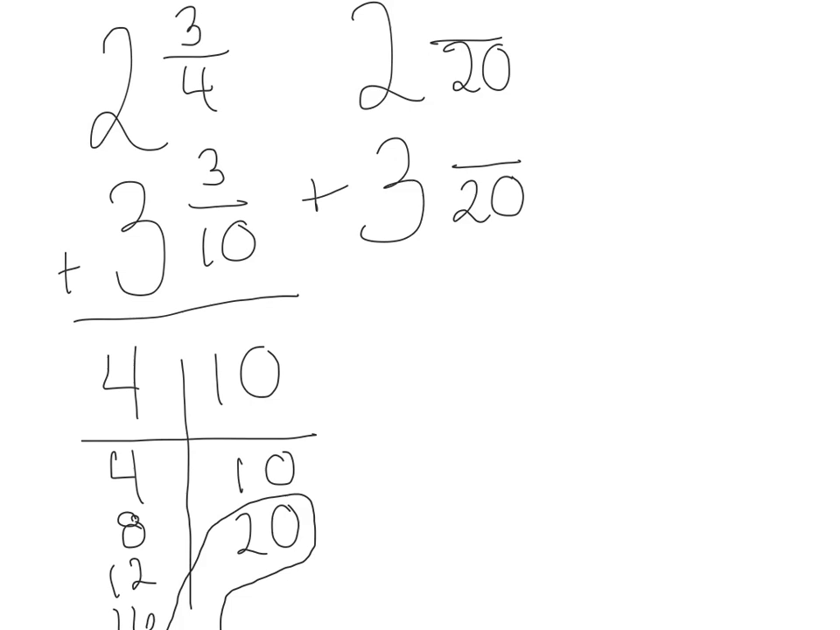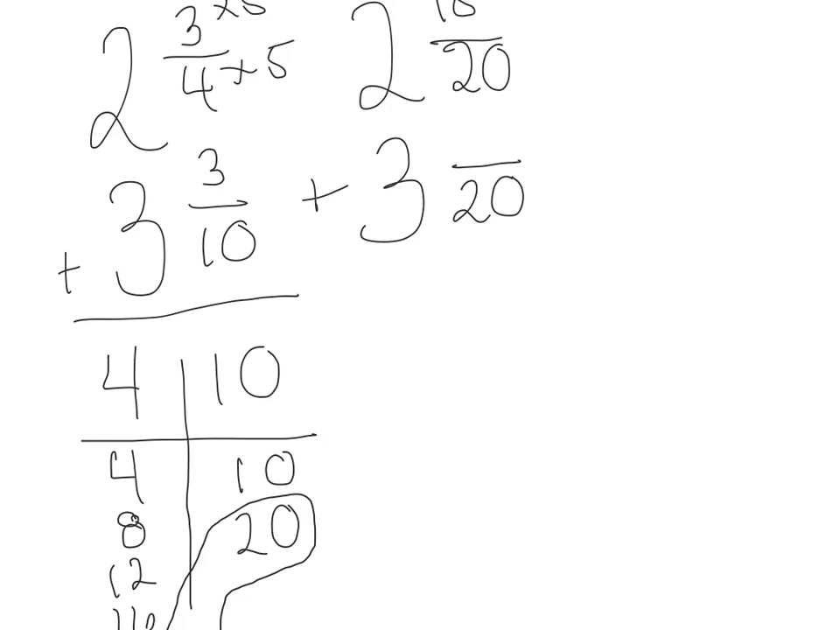So I'm going to look at my first fraction, which is 2 3/4, and I'm going to think of what times 4 equals 20. And I'm going to multiply that on the top and the bottom. So I'm going to multiply by 5, and I get 20 for my denominator. And then 3 times 5 is 15 for my numerator.